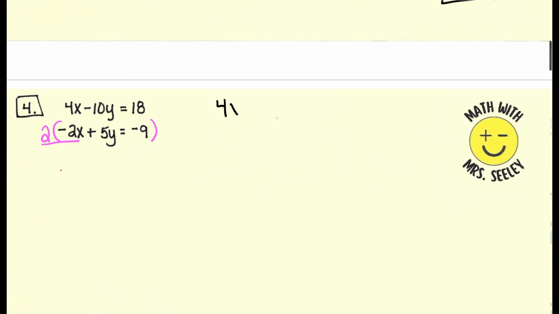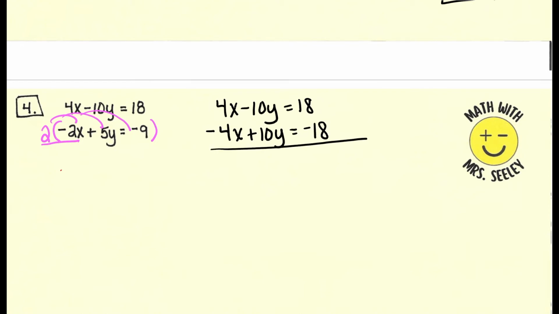So bring your top equation over just as is. The bottom equation, I'm going to multiply by negative 2 to every one. So that's negative 4x plus 10y is equal to negative 18. So my x's do eliminate, but my y's are also going to eliminate.